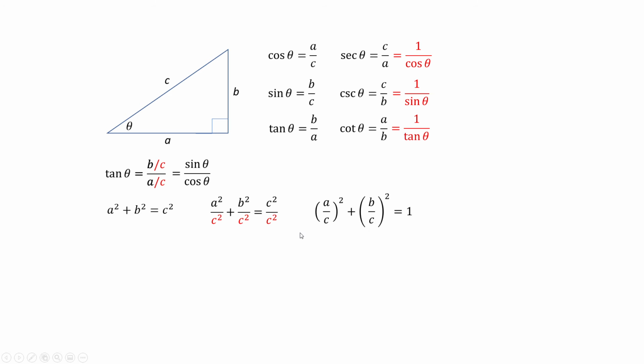And now what do we see? We see a over c here, and we see b over c here. So a over c is cosine, b over c is sine. So cosine squared and sine squared gives us 1 together. Okay? So what it tells us, this relationship relates sine and cosine.